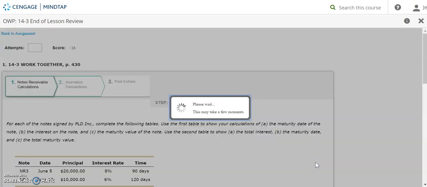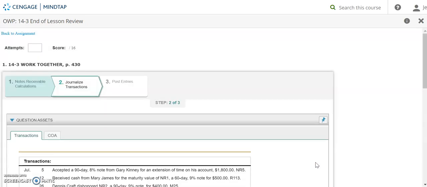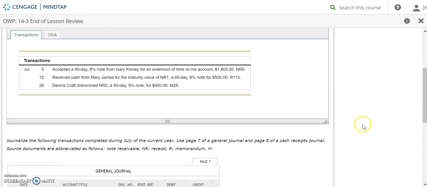Next step. Now I'm going to journalize transactions. It says journalize the following transactions completed during July of the current year. Use page 7 of the general journal and page 8 of the cash receipts journal. Source documents are abbreviated as follows.